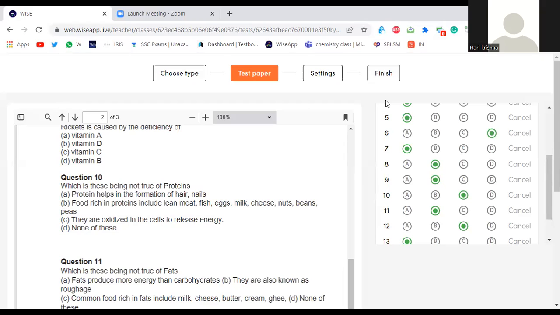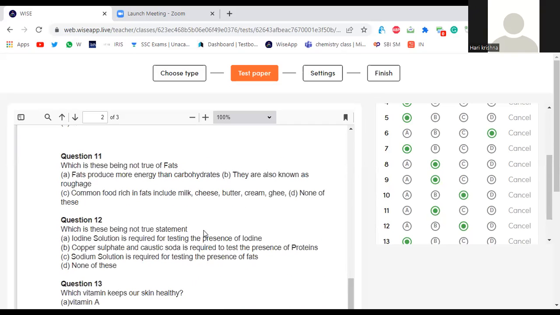Okay. Understood? Only carbohydrates and fats will provide the energy. Protein will not provide the energy. Those are the bodybuilding foods. They help in developing new cells and repairing of tissues and all.